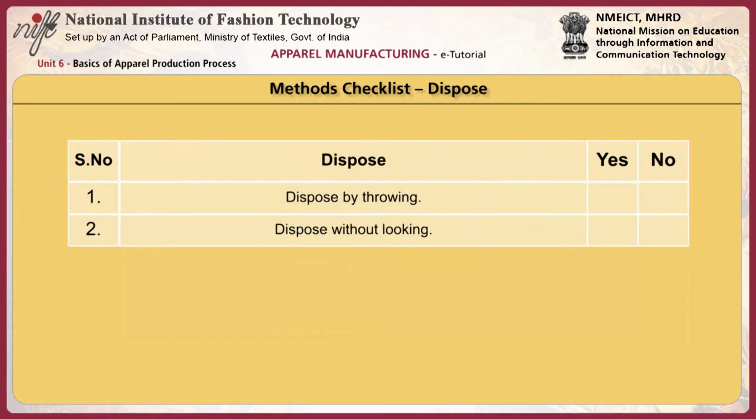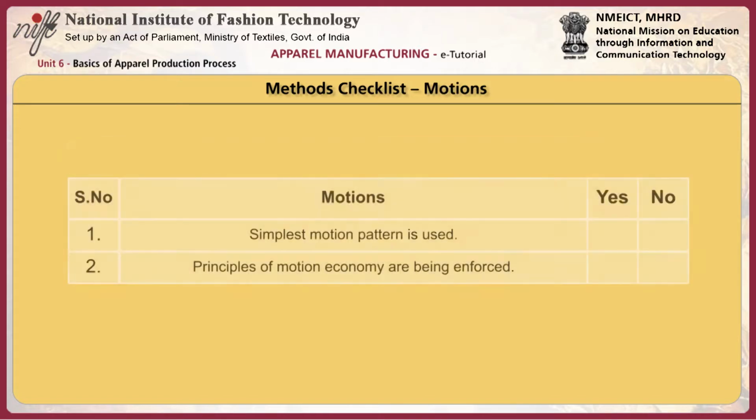This checklist can be used during disposal. Dispose by throwing, and dispose without looking. This list can be checked to study the motions used during a particular operation. The simplest motion pattern is used. The principles of motion economy are being enforced.